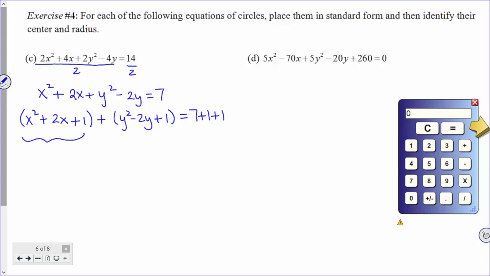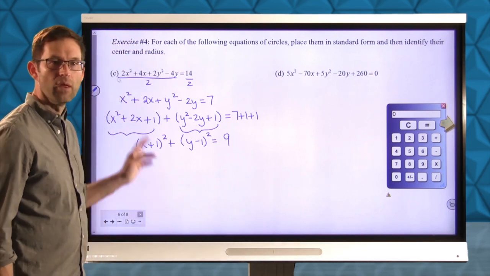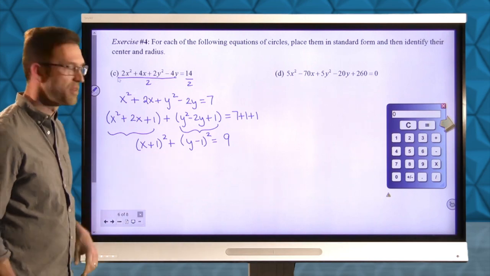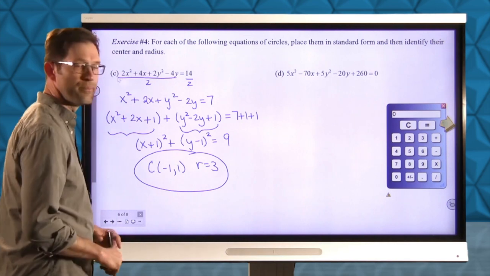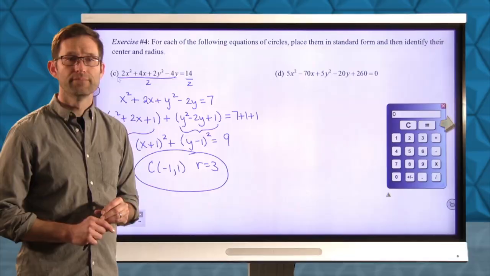Our x squared plus 2x plus 1 will factor as x plus 1 squared. Here, this will factor as y minus 1 squared. And of course, that all becomes 9, right? Perfect square trinomial, factor, factor. Now the center and radius are easy. The center is at negative 1, 1, and the radius is equal to 3. All right. Why don't you go ahead and do the same process over here in letter D.